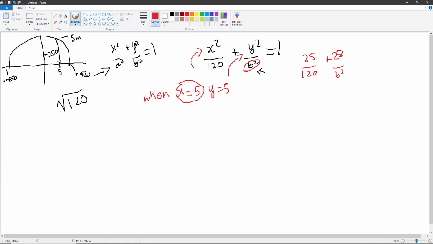Now, one thing that I haven't mentioned yet is that this is the vertical displacement of this shape. So your equation isn't actually just going to be that, because your origin is at 0.